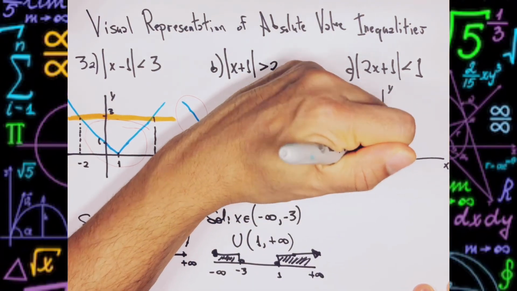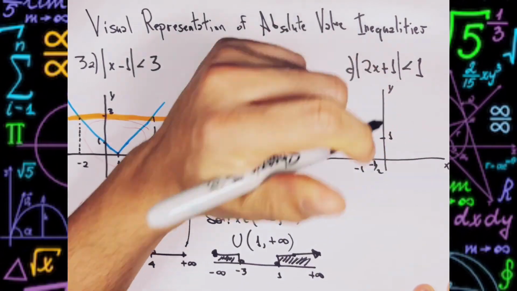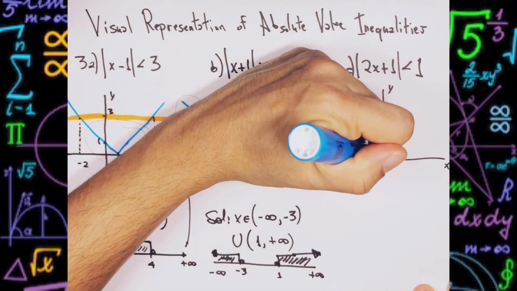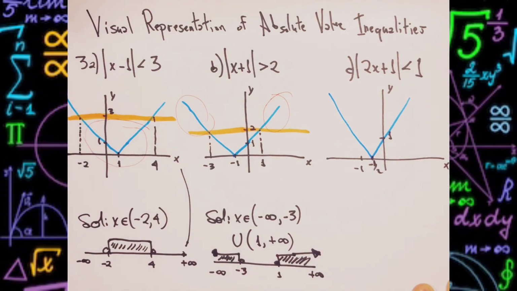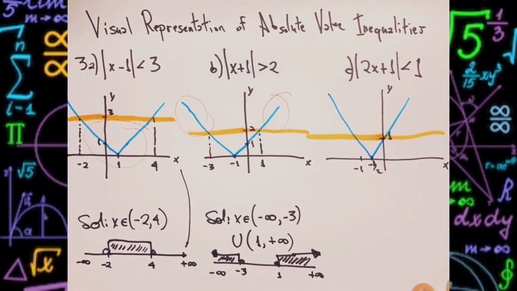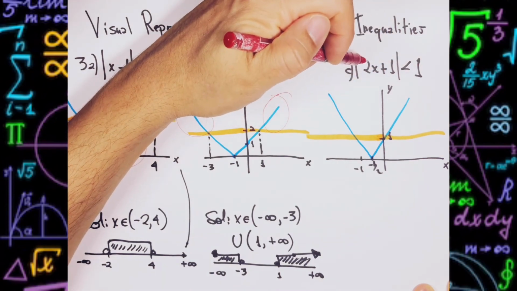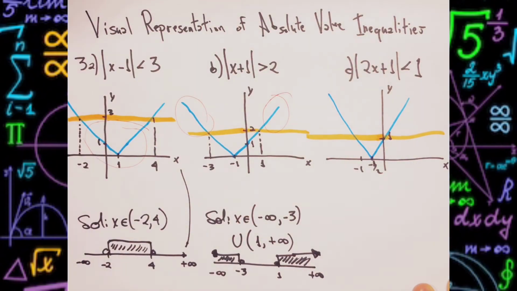Finally, let's do problem number C. Again, quick plotting. So let's do right here, -1/2, -1. The plotting is going to be a little bit different, but it's still going to be simple. So let's do the absolute value of 2x plus 1 in blue. Here we go. And same thing, all we have to do now is represent the horizontal line 1 in this case. Then the problem is asking us to compare when the absolute value of 2x plus 1 is less than 1. And as you can see, they intersect at two points, just like before.